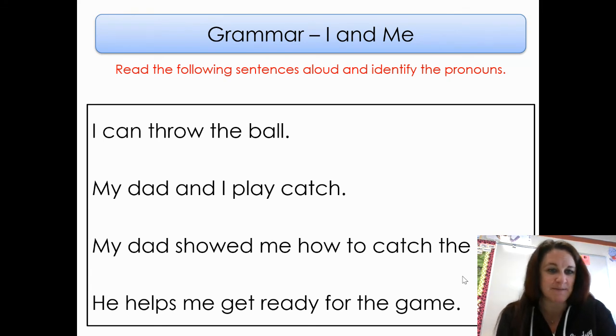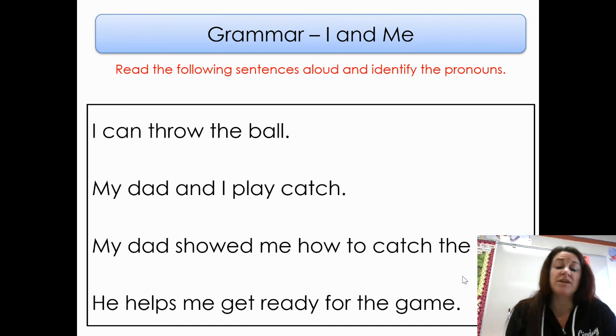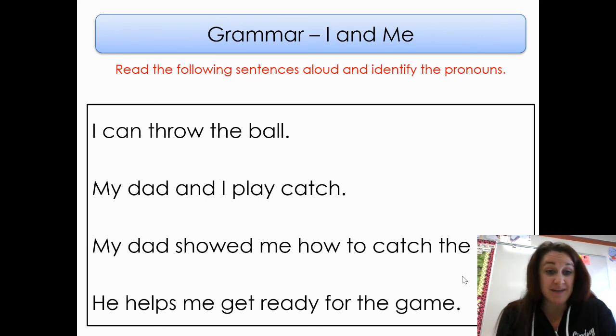Ready? First sentence. "I can throw the ball." What's my pronoun? I. Very good. And it is the subject of the sentence. Very good, because it comes before the verb. Let's look at the next one. "My dad and I play catch." What is my pronoun? I again. Very good. And my subject is actually my dad and I. We're both the subject in this sentence. Let's look at the next one.